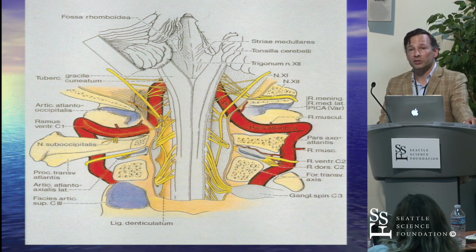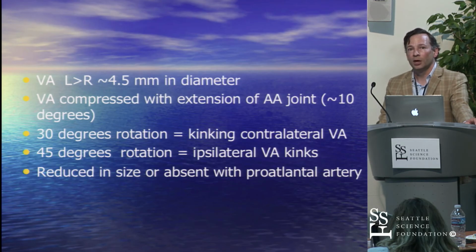You'll notice also from this slide, especially on the right, that some of the intimate anatomy here is that the vertebral artery is anterior to the highest dentate ligament at the foramen magnum, and the spinal accessory nerve drapes over the vertebral artery at this location. The vertebral artery is usually greater in size, in diameter, on the left side. It's about a 5 millimeter diameter vessel in general.